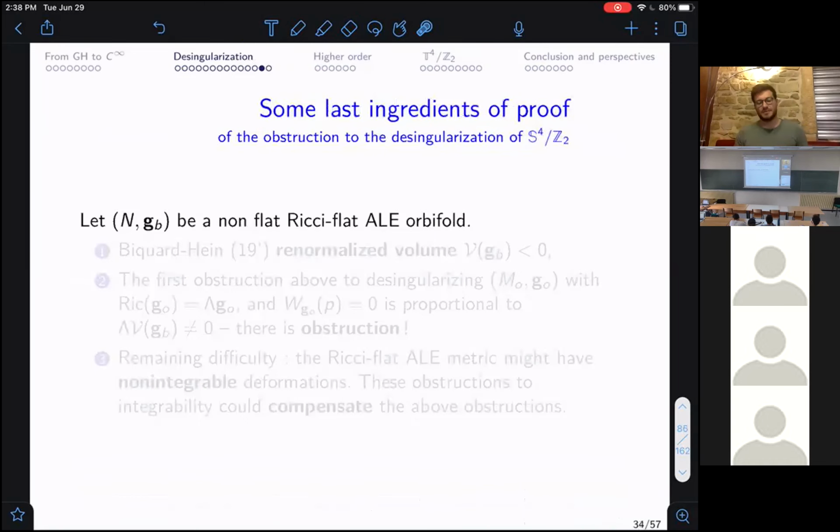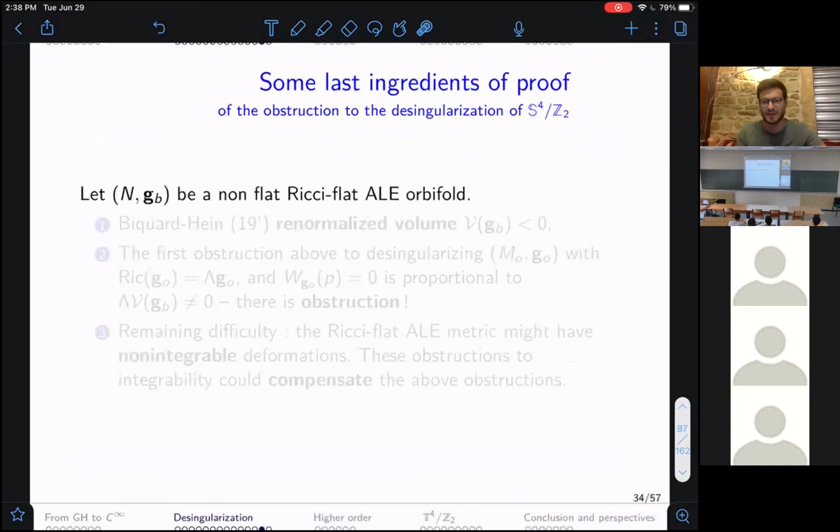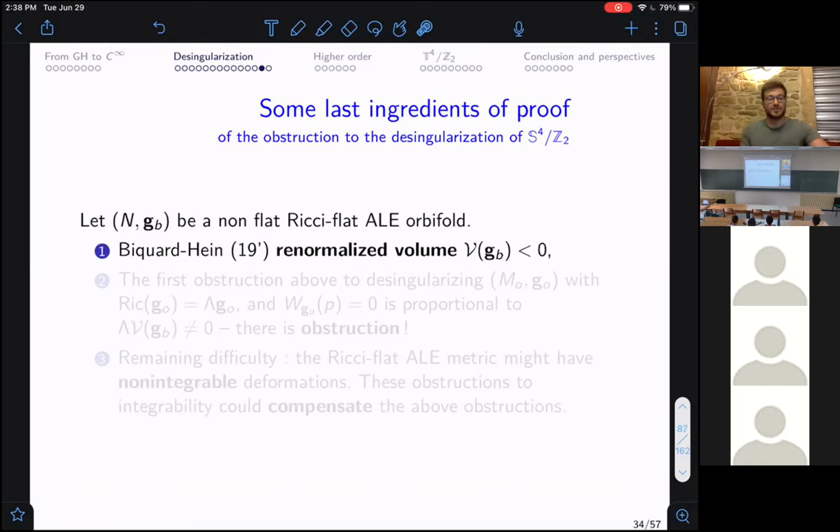So let me give a few ideas of how from this you can prove that S4 mod Z2 cannot be desingularized. So let's take a non-flat, not-flat is important here, Ricci flat ALE metric. But if you take a blow-up, it will not be flat if you take the right blow-up. So the first tool, and which is very important for us, is Biquard-Hein renormalized volume. So whenever you have a Ricci flat ALE metric, you can define a renormalized volume. It is negative, and I mean it's non-positive and zero exactly on flat cones. And if you take a non-flat Ricci flat ALE orbifold, then it will be negative.